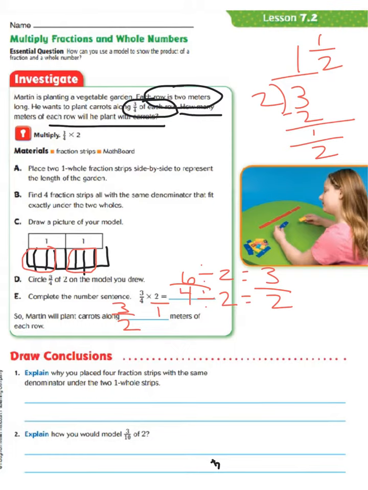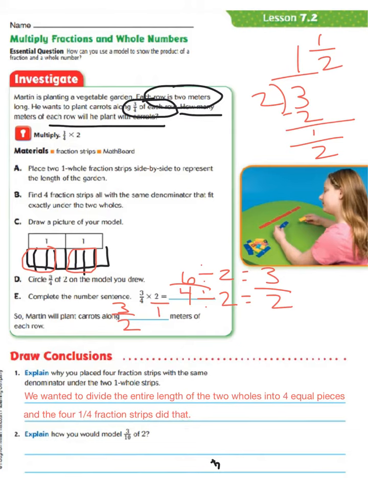Now let's look under the Draw Conclusions section. Explain why you placed 4 fraction strips with the same denominator under the 2 one-whole strips. Well, we wanted to divide the entire length of the two wholes into 4 equal pieces, which we did: 1, 2, 3, 4, 1, 2, 3, 4. And the 4 1/4 fraction strips did that.